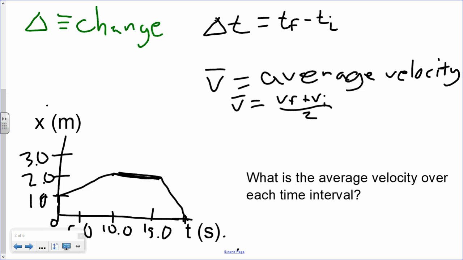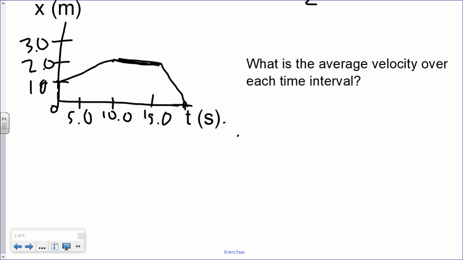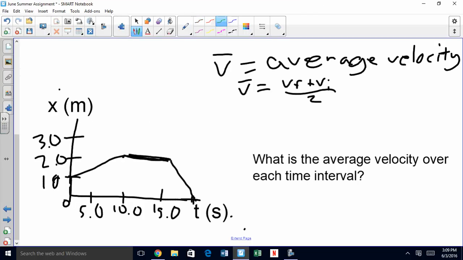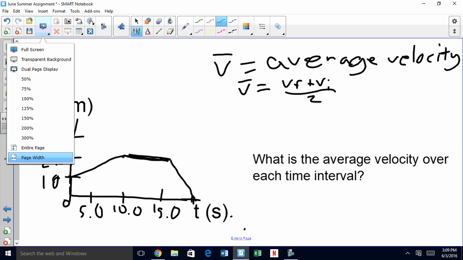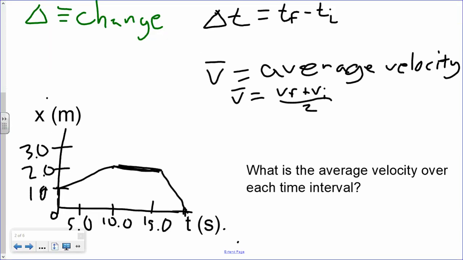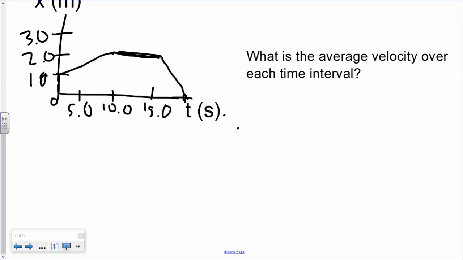And I want to figure out what is the average velocity over each time interval. So let me switch colors here. And let's do the first time interval first. So if I'm looking at this time interval from 0 to 10 seconds, let me list, so 0 to 10 seconds.